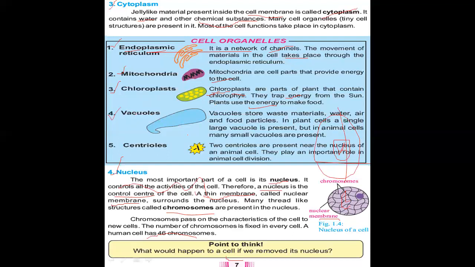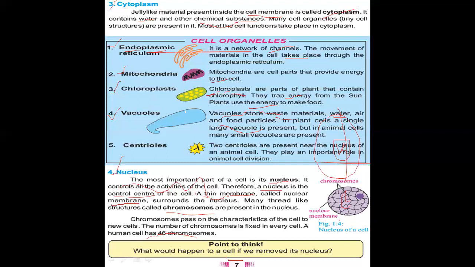Number 4, vacuoles. Vacuoles are like some sacks, some shopping bag-like structures in which you can store things. So it is like that, and it stores what type of things? Waste materials, water, air, and food particles in it.